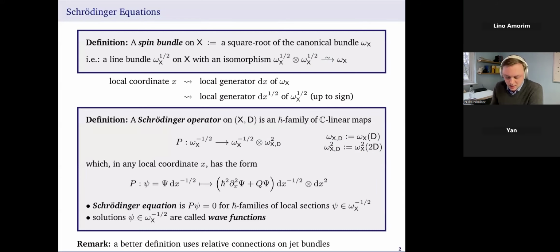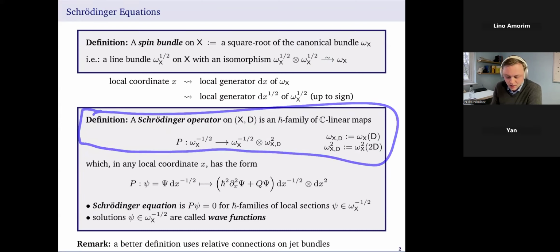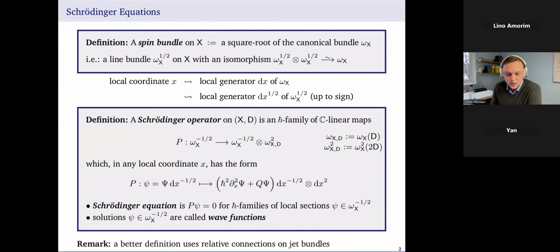At this point, this is just a definition of a second order differential operator. What I want is for it to retain this Schrödinger form, and I'm requiring that in every coordinate x, with respect to this canonical generator square root of dx, it has this Schrödinger form. Does this make sense?